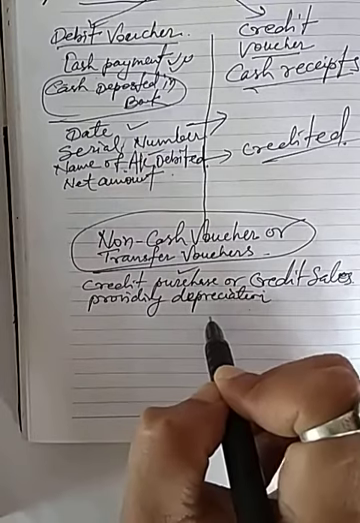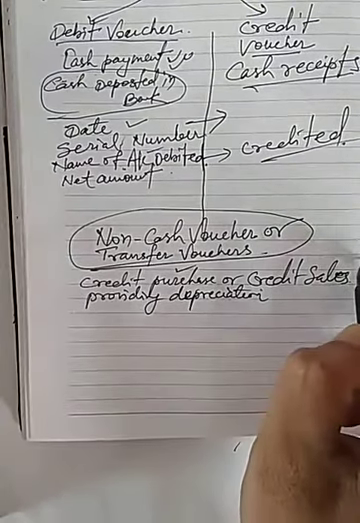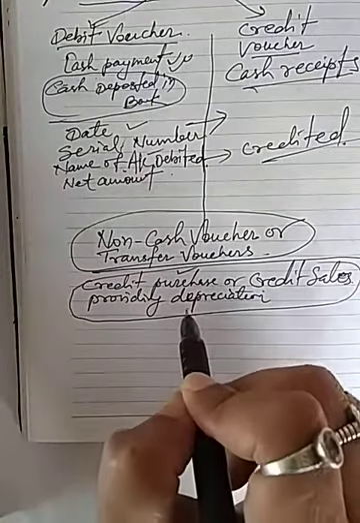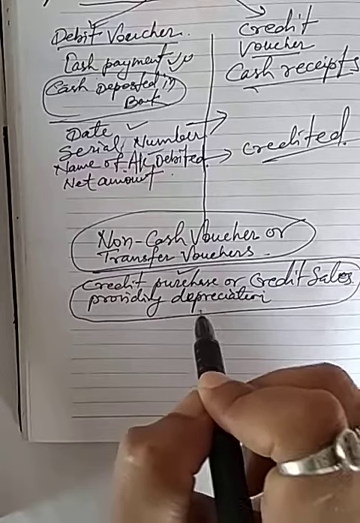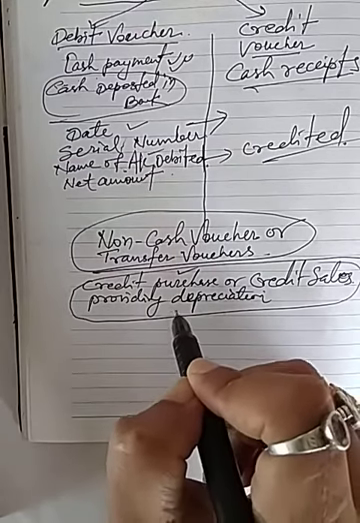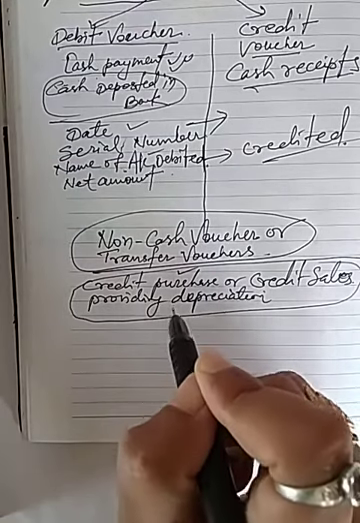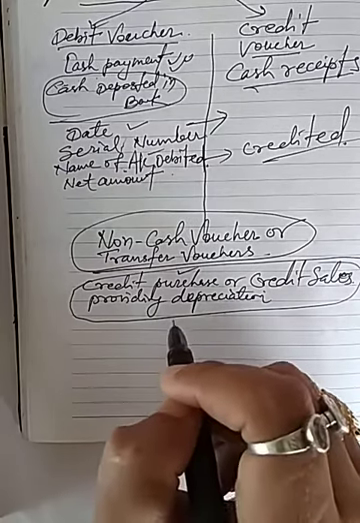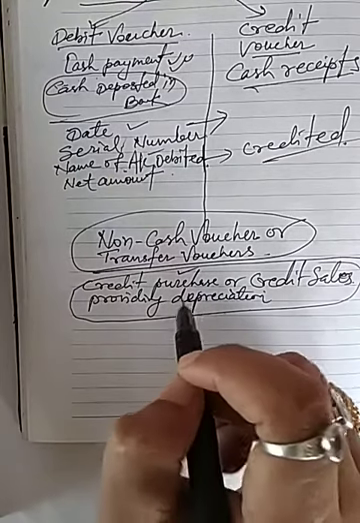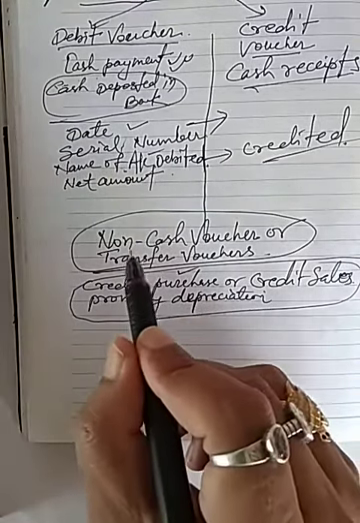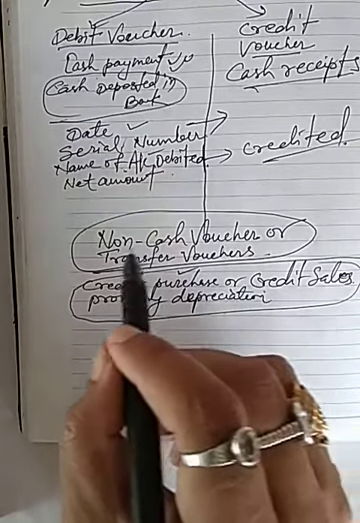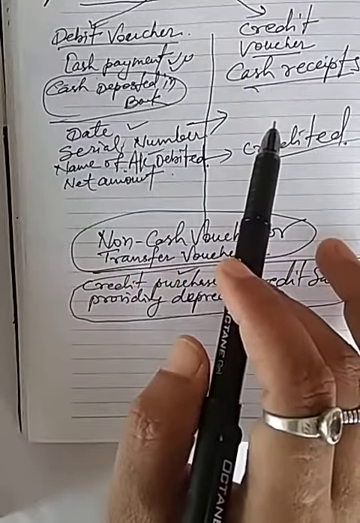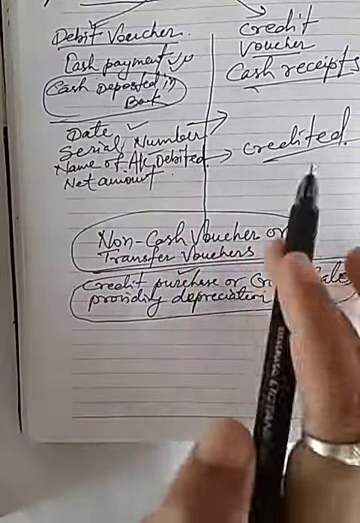Hence, we can say that non-cash vouchers or transfer vouchers are prepared for non-cash items in which cash is not involved. It usually contains the same as debit and credit vouchers: date, serial number, etc.